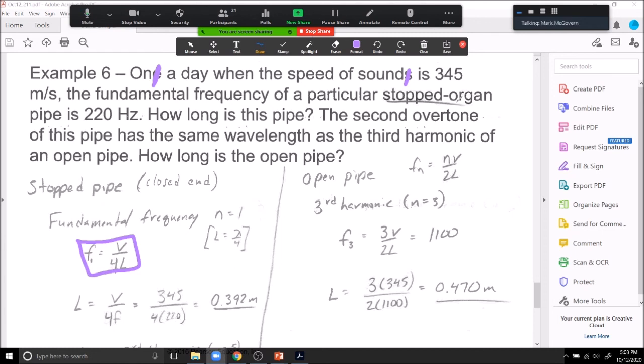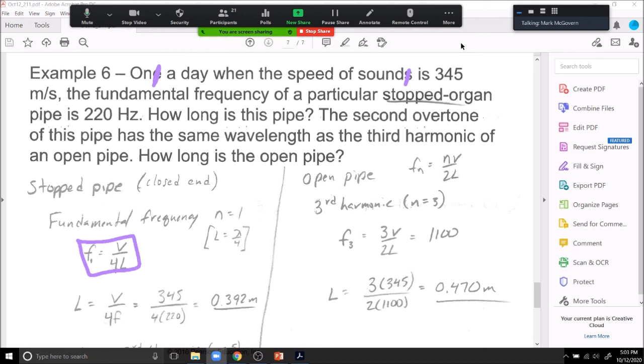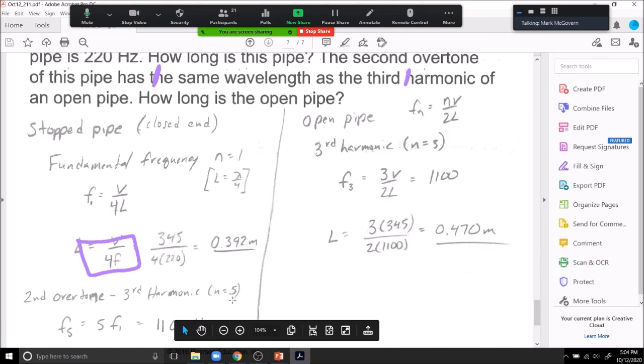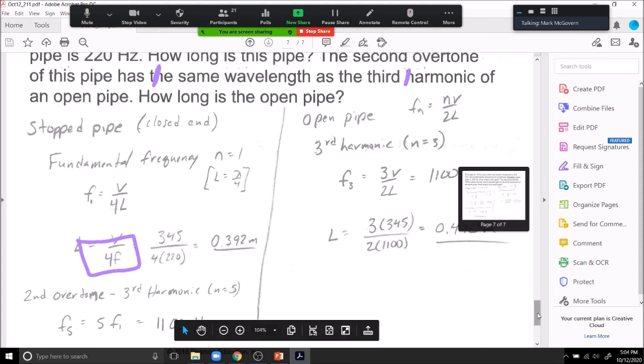Excellent. What else do we got going on here? The second overtone of this pipe has the same wavelength as the third harmonic of an open pipe. What? Okay. So the second overtone of this pipe is going to be an n equals 5 value. Because remember, when it says second overtone, that's the third frequency in the sequence. So we have our fundamental frequency, that's n equals 1. We have the second harmonic, which is the first overtone, and that's n equals 3. The second overtone is the third harmonic, and that has a value of n equals 5. Okay. Is that confusing enough for you? Second overtone, third harmonic, n equals 5. I didn't make these rules. I didn't come up with these conventions. Pretty gnarly stuff, to be honest. But anyway, that's one thing you really got to keep in mind.